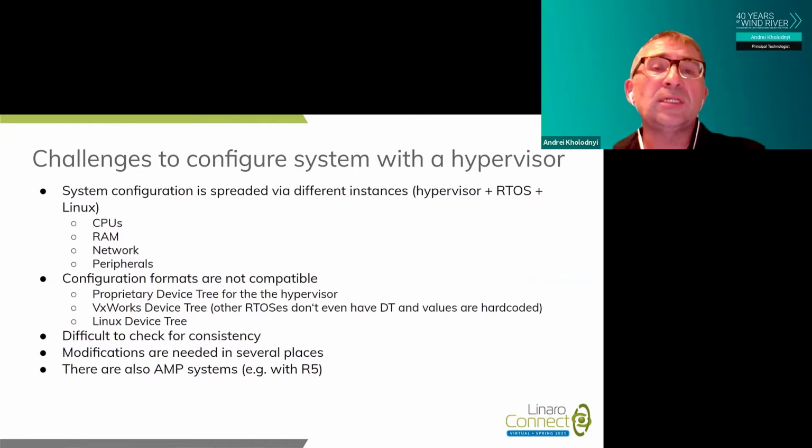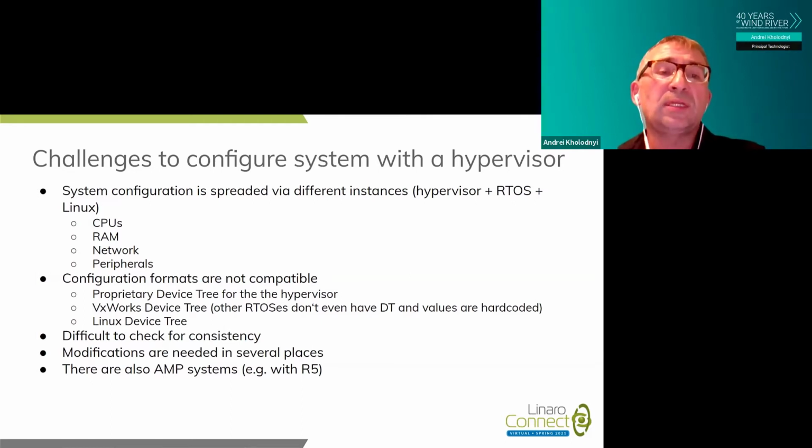System configuration is spread across different instances: a hypervisor, a real-time operating system, Linux. So you need to configure CPU, amount of RAM, network, peripherals, and configuration formats on each operating system are not compatible. You have, for instance, a proprietary Devicetree for the hypervisor, VxWorks Devicetree on the RTOSes, and it's a coincidence that this real-time operating system has Devicetree. Other operating systems do not even have Devicetree, and values are hard-coded.